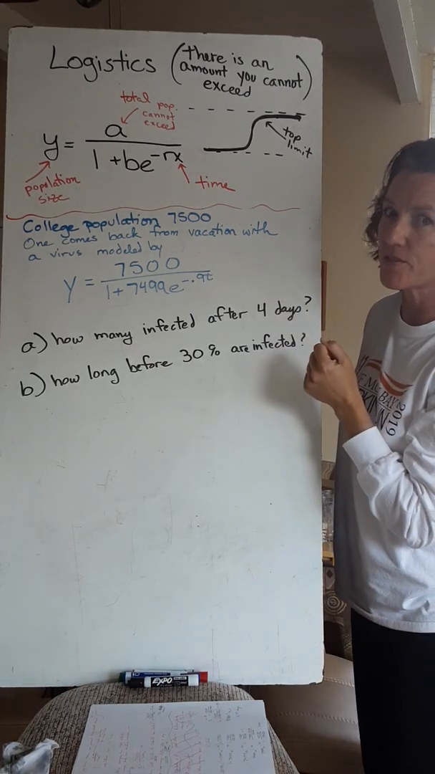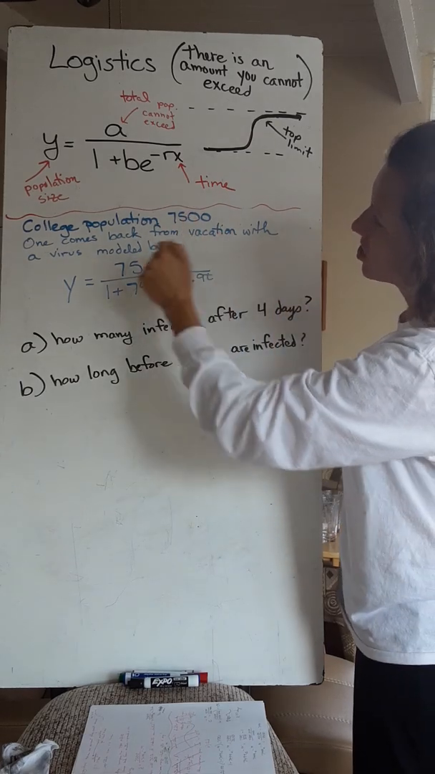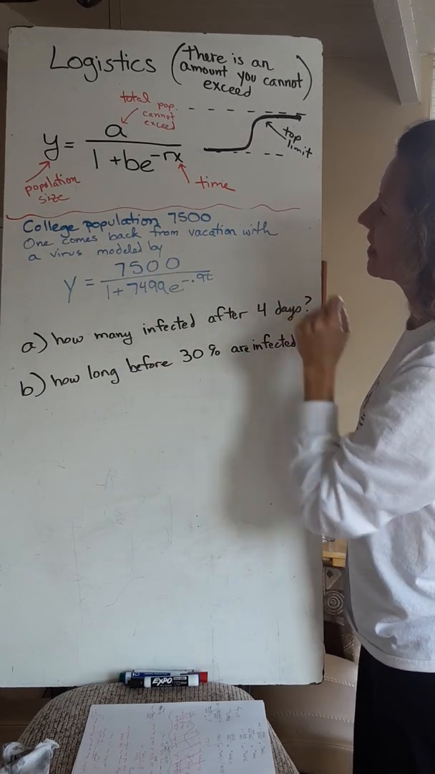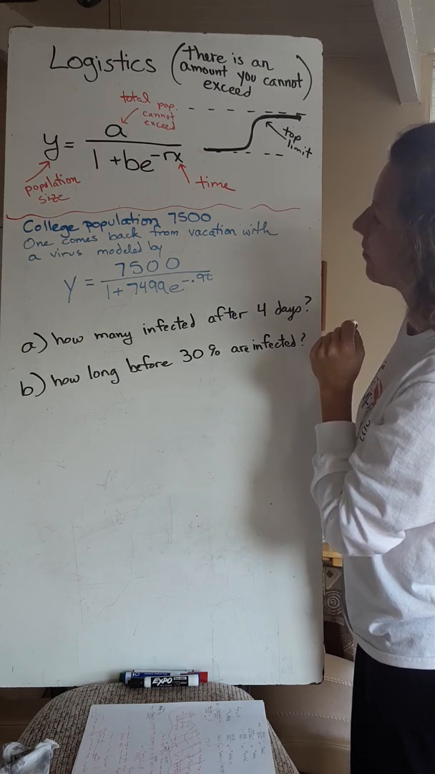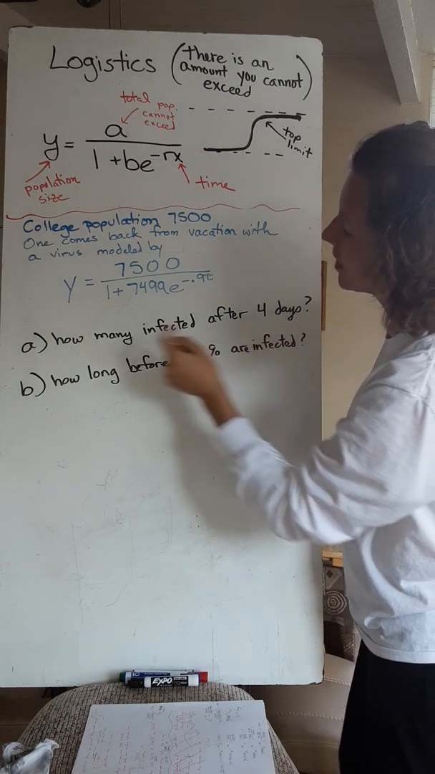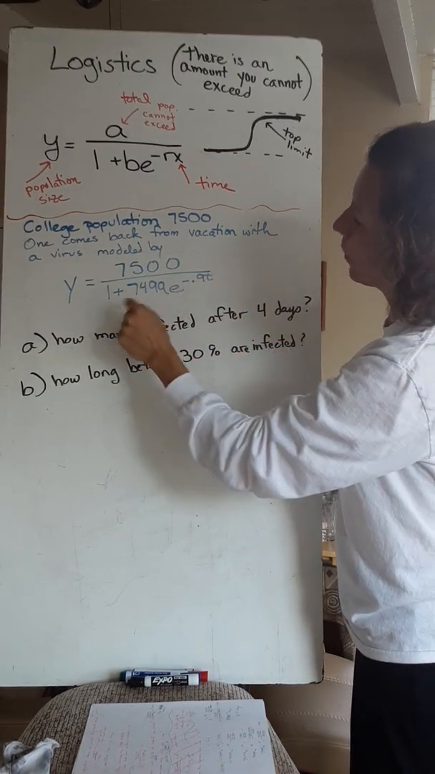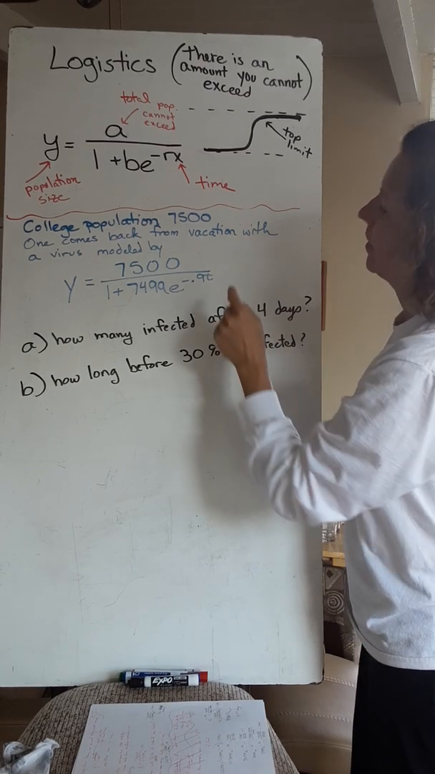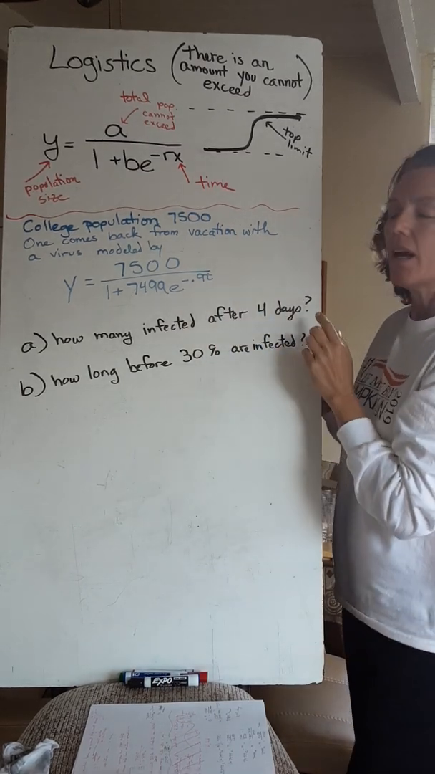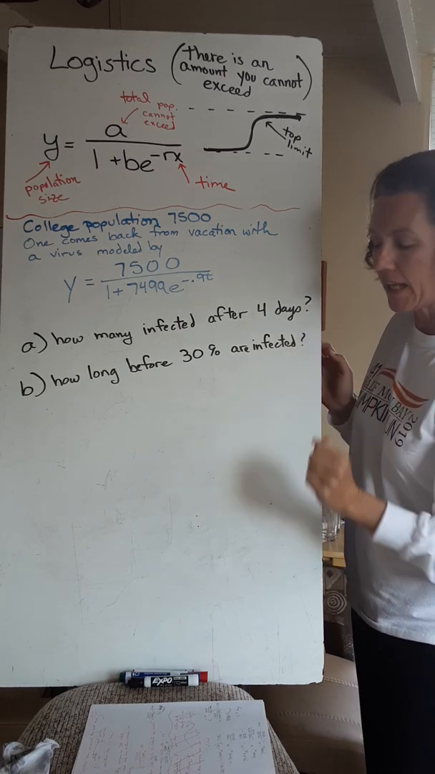So this one is super interesting right now. The college has a population of 7,500 students. One comes back from spring break with a virus modeled by the equation y equals 7,500 over 1 plus 7,499 times e to the negative 0.9t. First question they want to know is how many people are infected after 4 days.